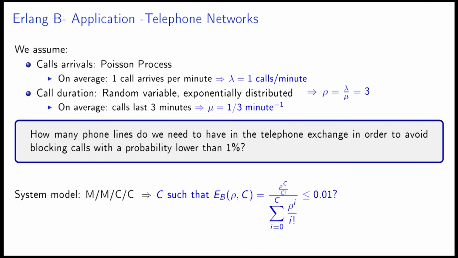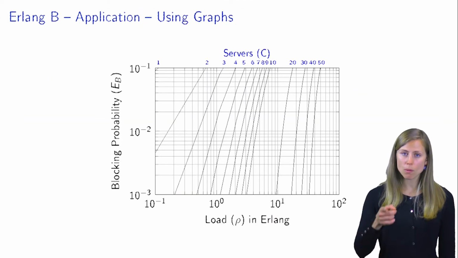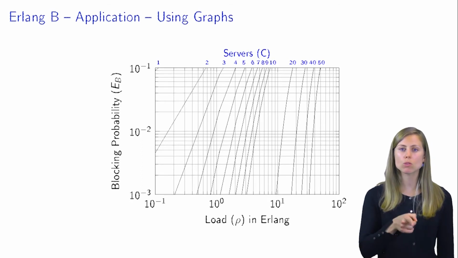But we can see that using this formula can be rather cumbersome, so we'll use a graphic method instead. In this graph, we can see the blocking probability as a function of the load of the system for several values of C in a logarithmic scale.